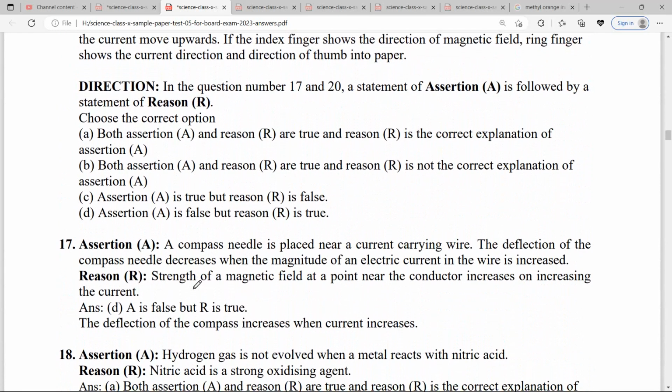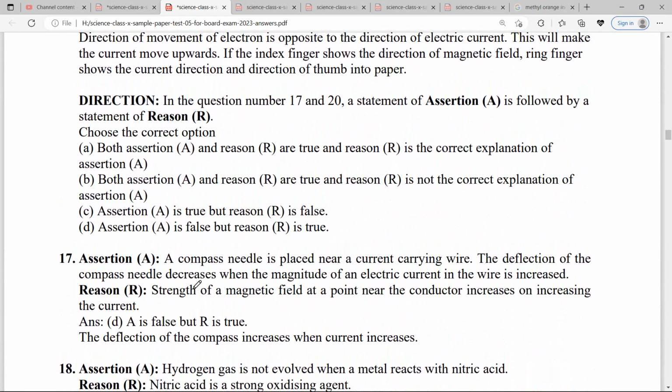Yes, the same question, listen here. The same question is repeated again in the question paper. Hydrogen gas is not evolved with the metal and nitric acid. Just now we had seen that, because nitric acid is a strong oxidizing agent. Both are correct. A is a correct assertion and R is the correct reason for that. So the option is A here. Luckily, sometimes it happens.